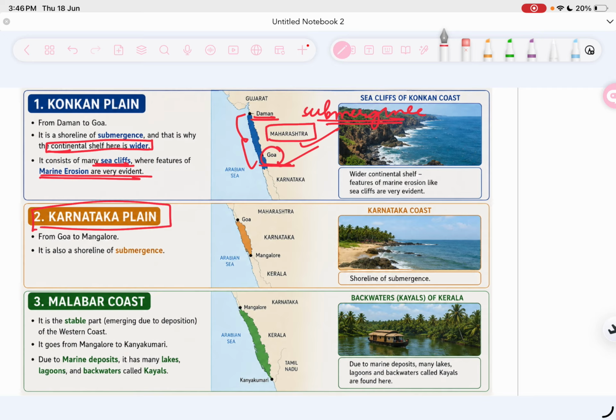When we talk about the Karnataka plain, there is no such important feature. Just remember that it's a shoreline of submergence, and it lies entirely in the Karnataka state. The last one is the Malabar coast. The Malabar coast is a little important due to one of its prominent and unique features that we'll look into just now. It is a stable part. What is meant by stable part? A stable part is basically emergent.